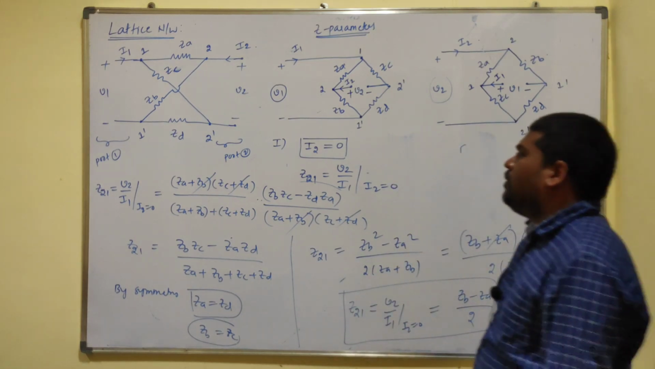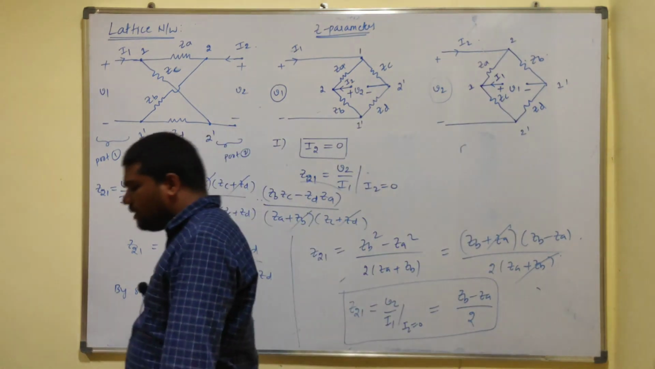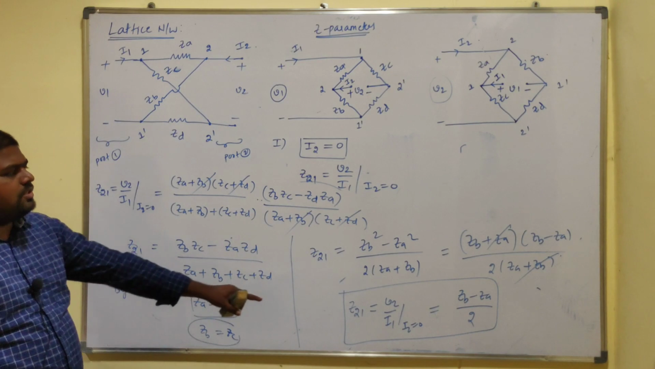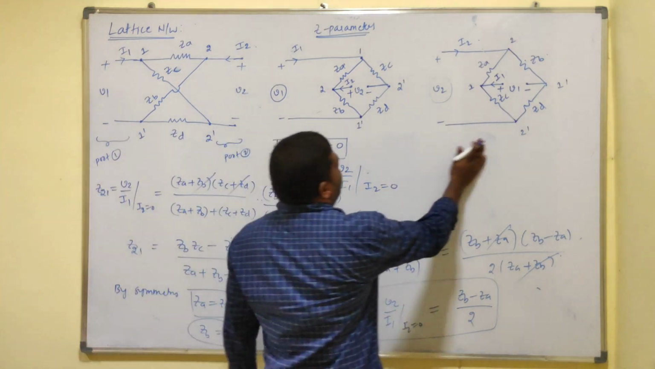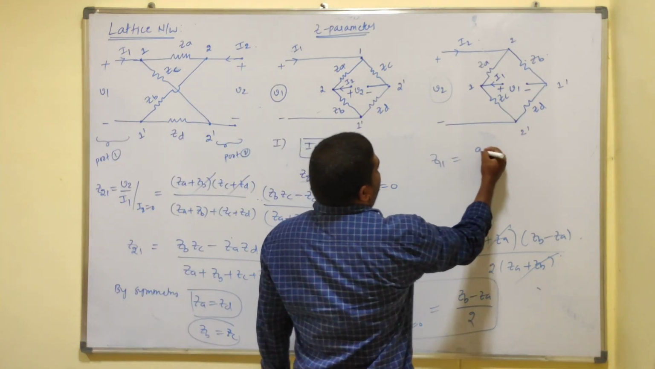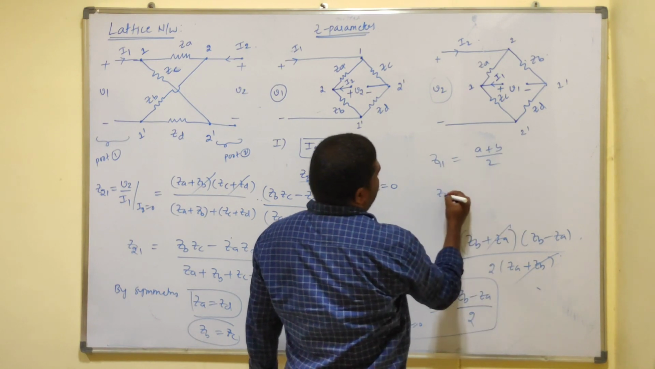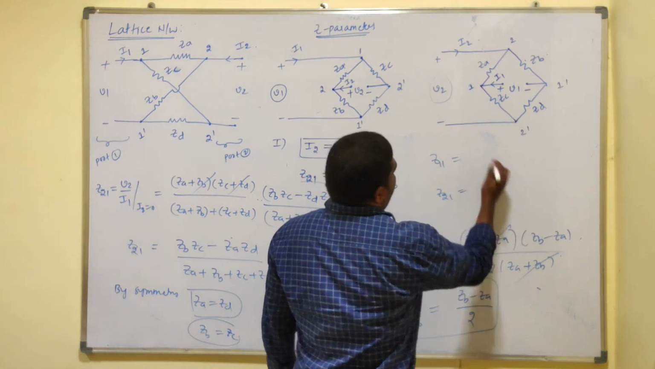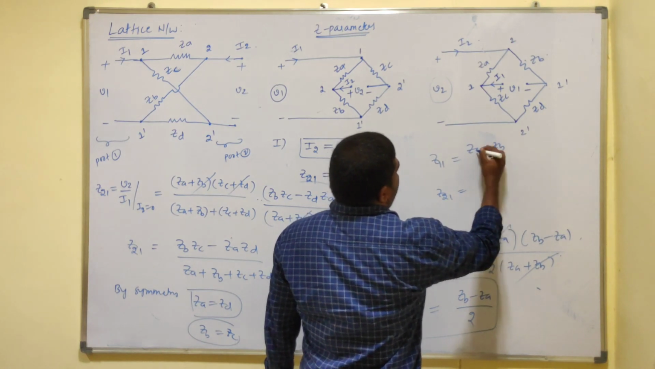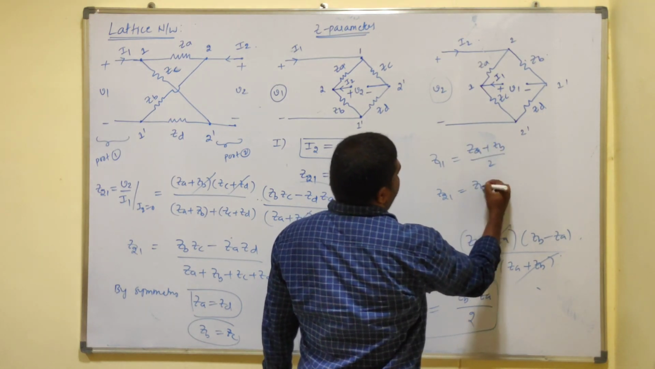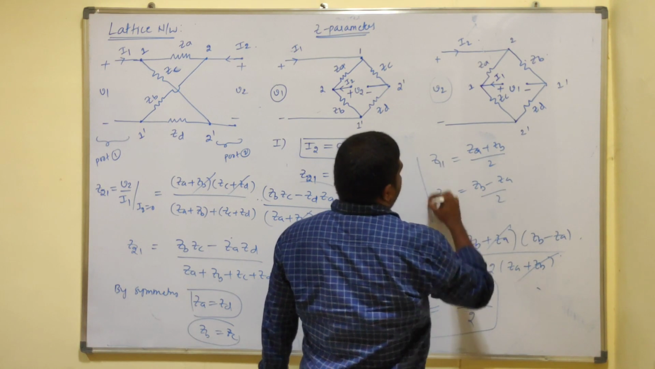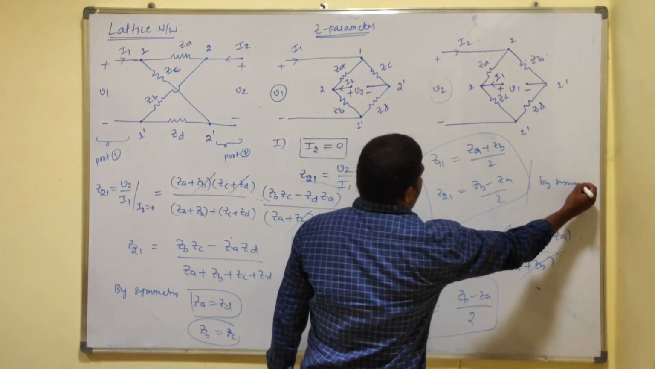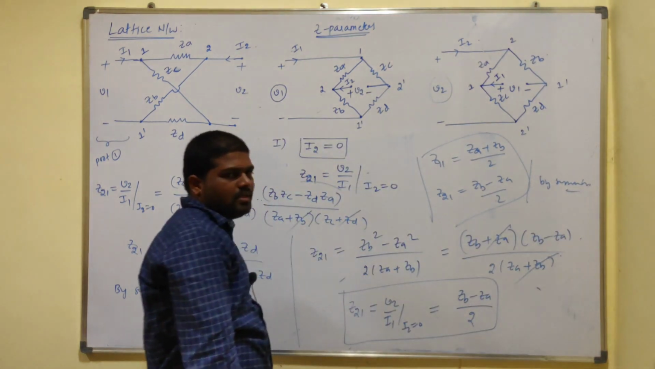So by making I2 equal 0, we can find two parameters, one is Z11, another one is Z21. Here we are getting Z11 equals ZA plus ZB by 2, and Z21 equals ZB minus ZA by 2. This is applicable for the symmetry condition, right?